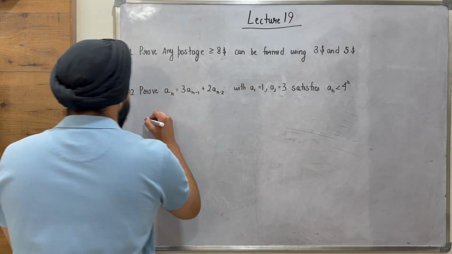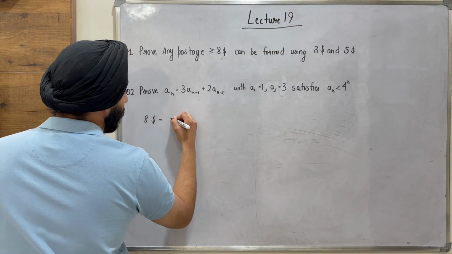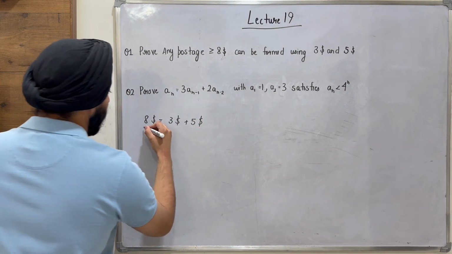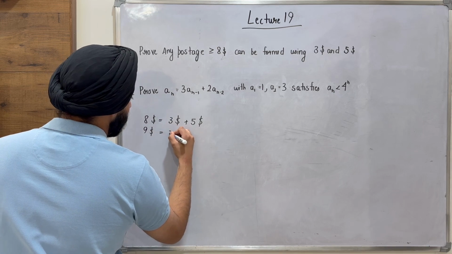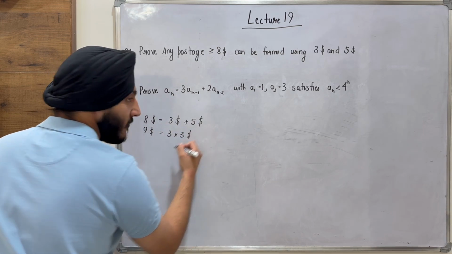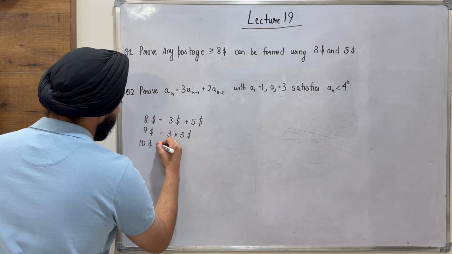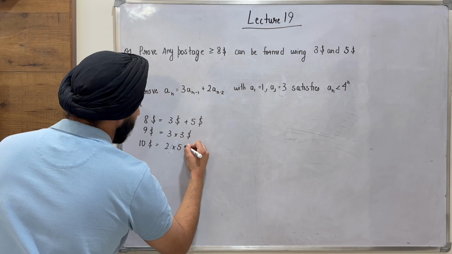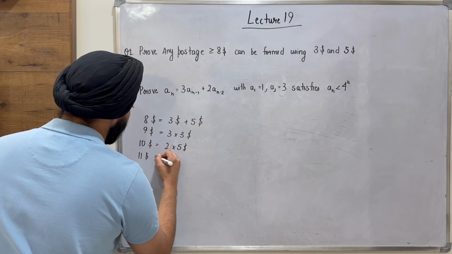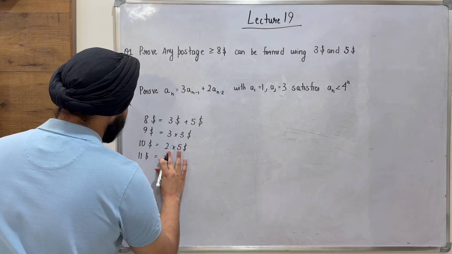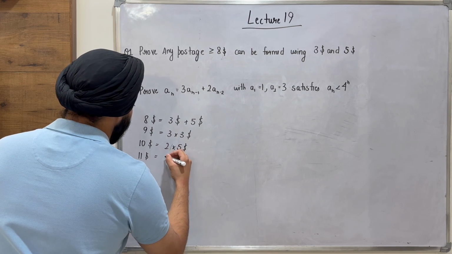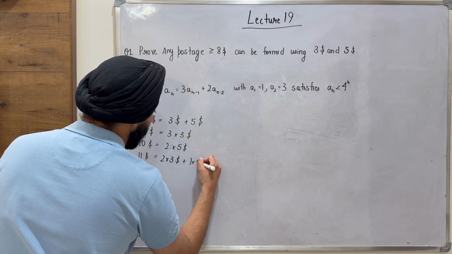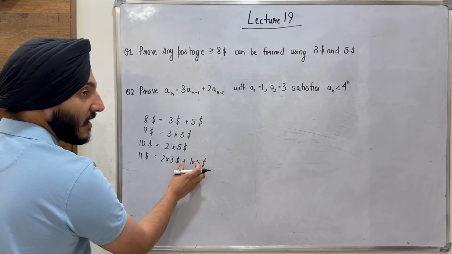So for an example, $8 is equal to one $3 bill plus one $5 bill, right? $9 is equal to 3 times $3 bills, right? $10 is equal to two $5 bills, right? $11 is equal to, I'm sorry, two $3 bills plus one $5 bill, right? Which is 6 plus 5, which is equal to 11.